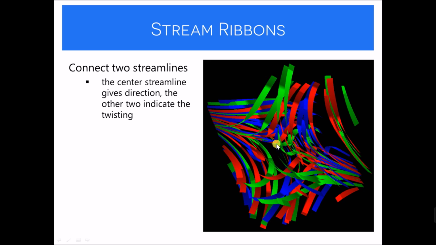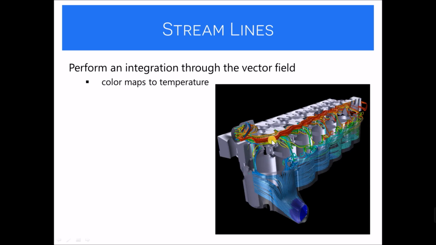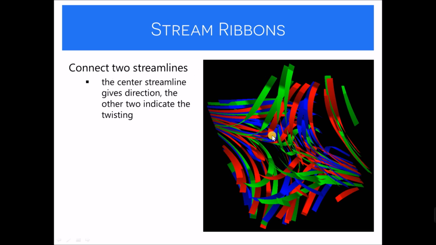So basically you connect two streamlines, and always pick the same streamline and create this ribbon out of it.